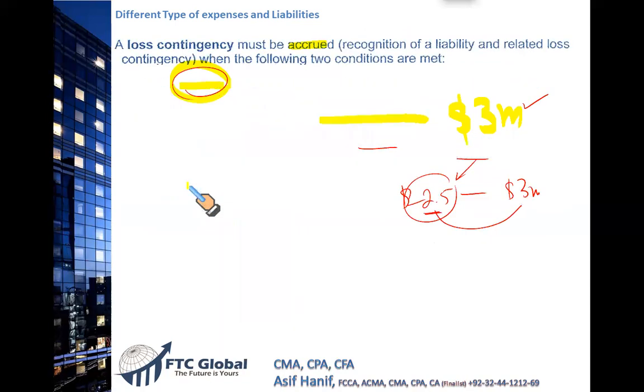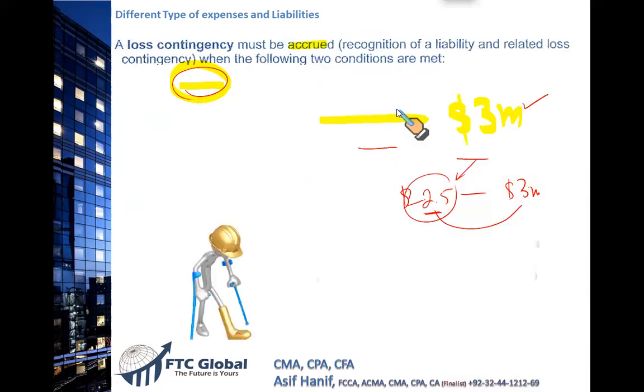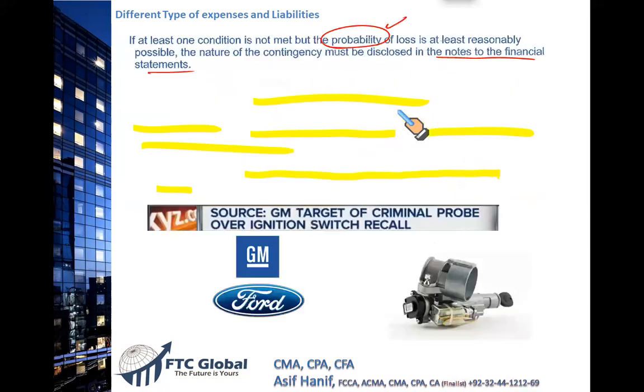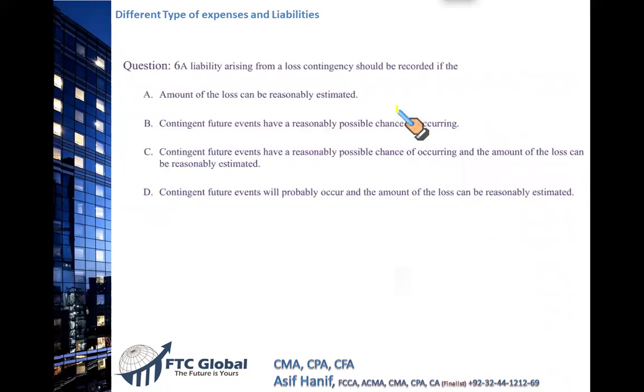Let me take you back, Talha. For a gain contingency, probable, he will disclose in notes only. Reasonably possible, he will disclose in notes only. And in the remote case, no disclosure is required. And in the case of a loss contingency, probable is booked as a liability as well as disclosed. And for reasonably possible, you need to disclose. Now, I told you that a gain contingency can only be recognized in the books when the amount or cash has been received. So let us try to solidify what we have just learned with questions.